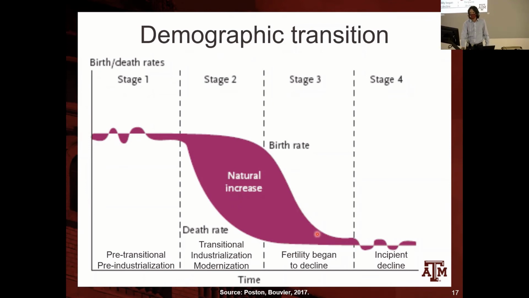on stage 2. And then you have some more developed countries in which you reach such low levels of fertility, below the replacement level, that you start to have fewer births than deaths, and you might have some negative population growth, right? So this stage 4 is called the incipient decline.